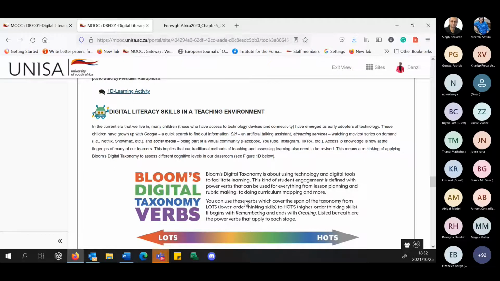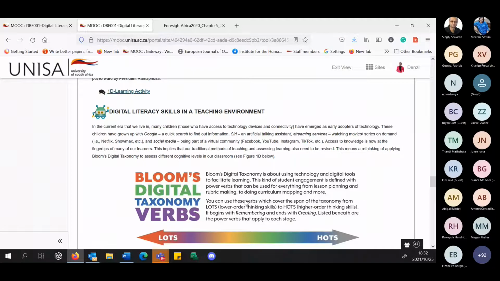So the first thing that we need to know is that in our current era, our children, those that have access to technology devices and connectivity, have emerged as early adopters of technology. If I think, for example, of my daughter, at 2 or 3 years old, she was literally working with an iPad simply because it was a way to keep her quiet, but she learned the skill. Fascinated by what YouTube was, fascinated by what the games were, she started to play by herself. Now at 8 years old, she works through programming software on her own, simply by developing those core skills at an early age.